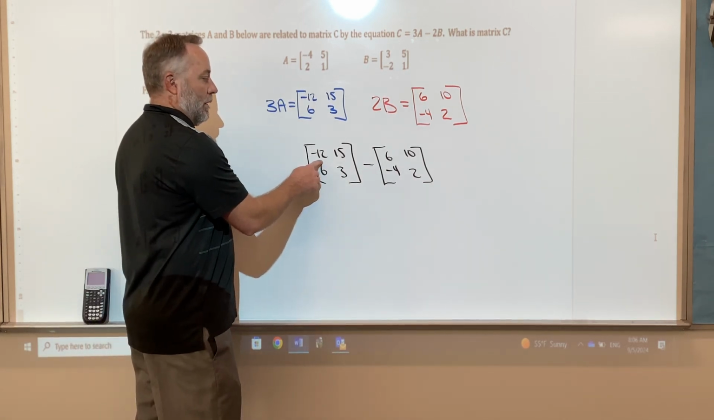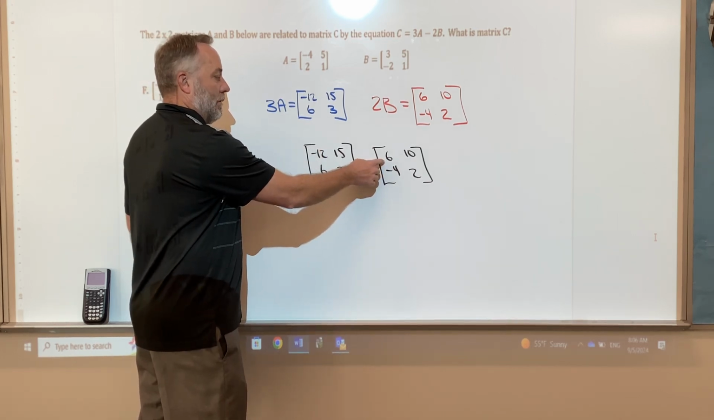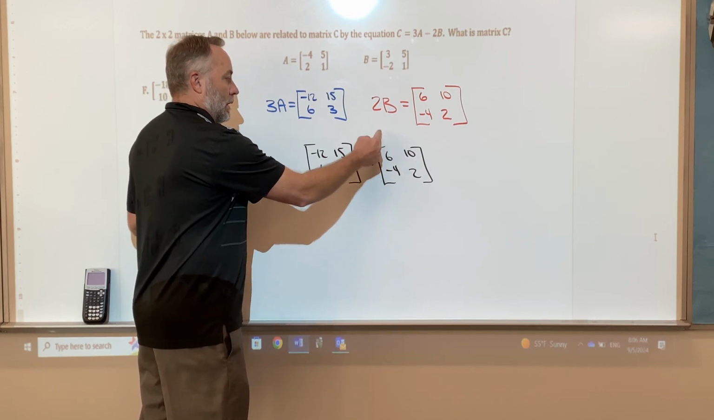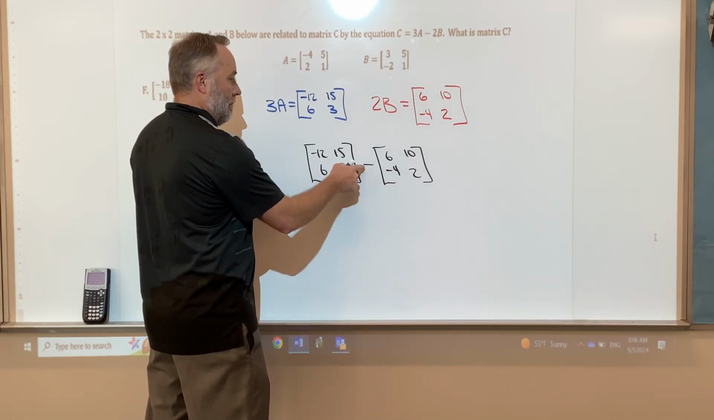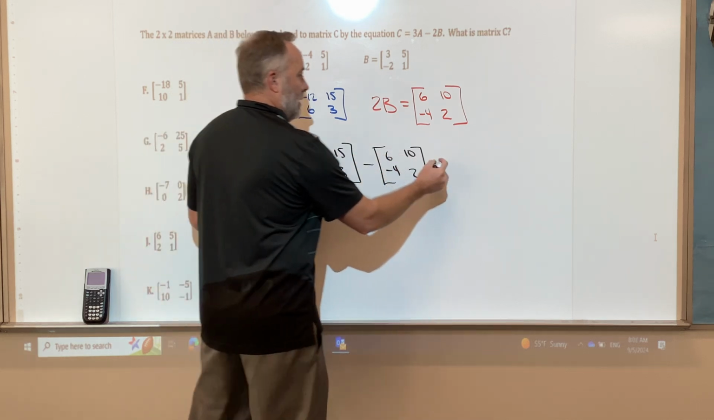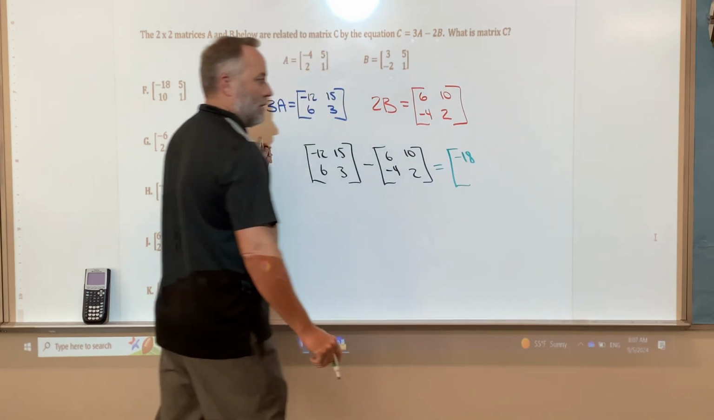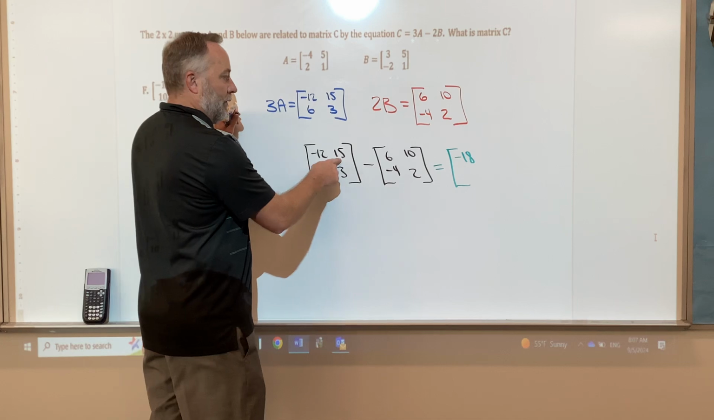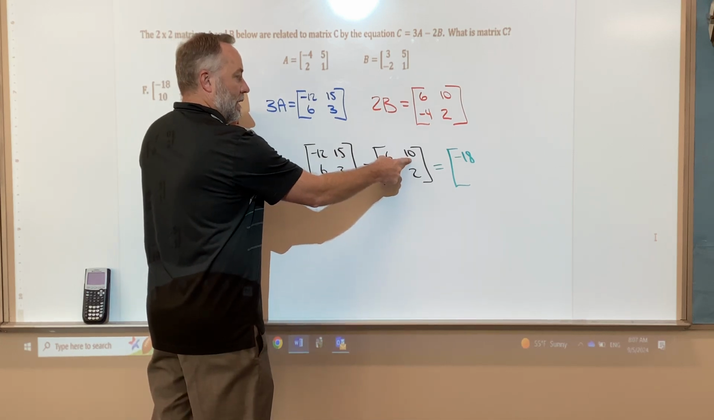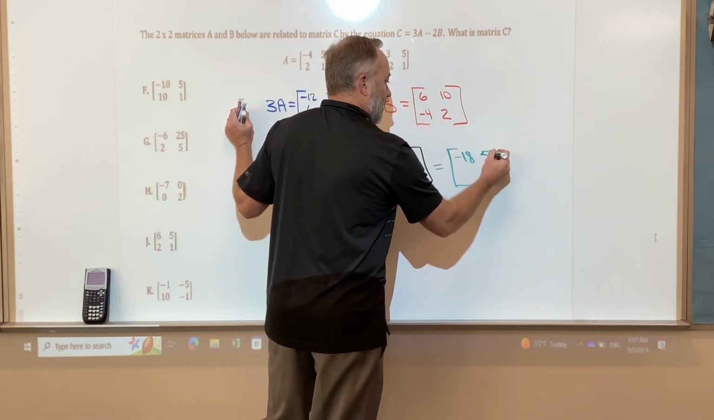So this negative 12 is in the top row, so row 1, column 1. We're going to combine that with the one that's in the same position, which is that 6. So row 1, column 1. So all we're doing there is negative 12 minus 6 equals negative 18. And that goes in that same row 1, column 1 position. Okay, this 15 is going to combine with that 10 because they're in the same position. 15 minus 10 gives us 5.